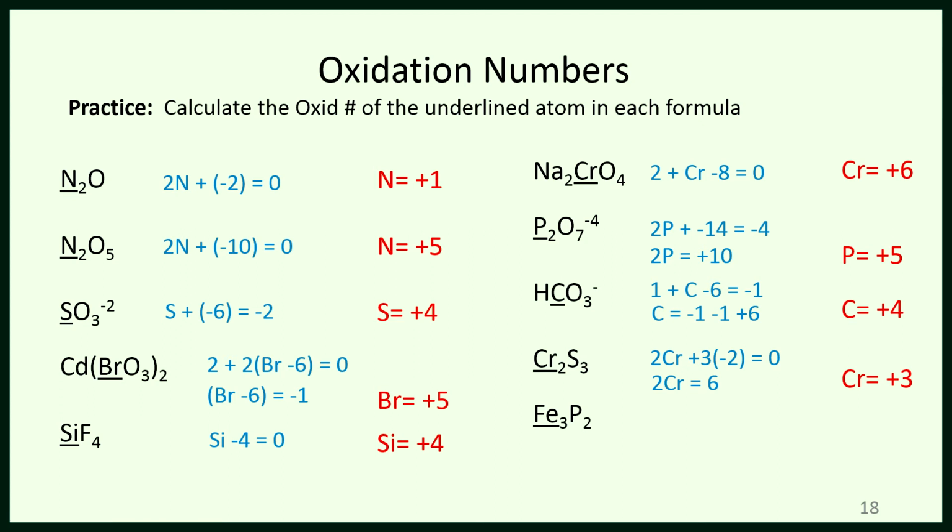And finally, Fe3P2. Phosphorus is in group 5A. It's more electronegative than iron. It will use its negative oxidation state. A group 5A element wants to gain 3 electrons. It'll be -3. So I'm going to write 3 times the oxidation state of iron plus 2 times the -3 for the phosphide equals 0, the charge on the compound. Rearranging for iron, I find that iron is +2, and therefore the name of this compound is iron(II) phosphide.